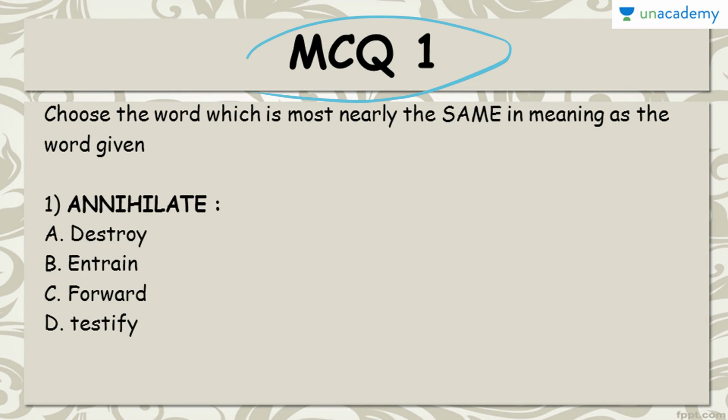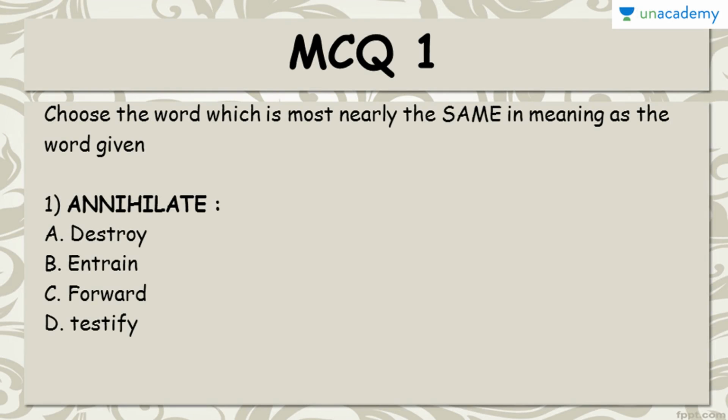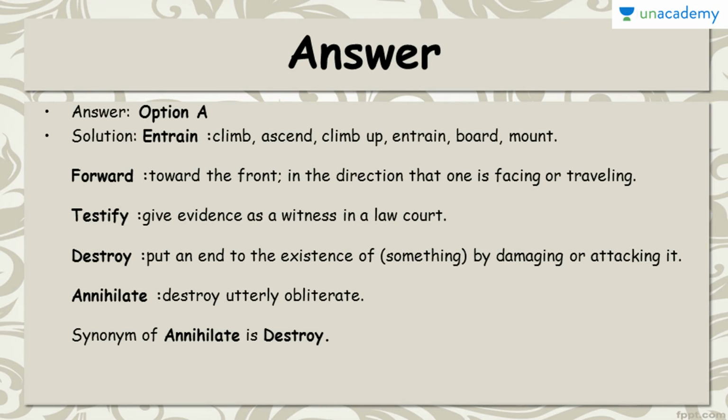So the first MCQ. Let's start without further ado. The same meaning words, you have to find them. The word is annihilate. Options are destroy, entertain, forward, or testify. And the right answer to this MCQ, it's option A. That is destroy. Entertain and to entrain means to climb, to ascend.